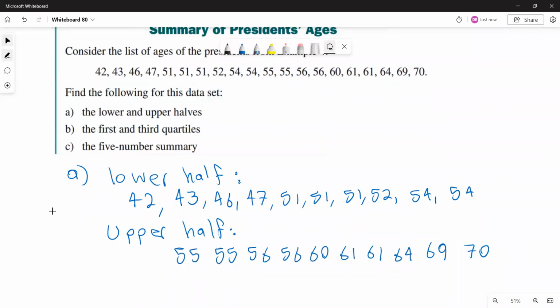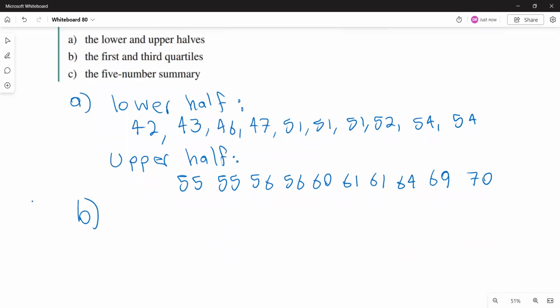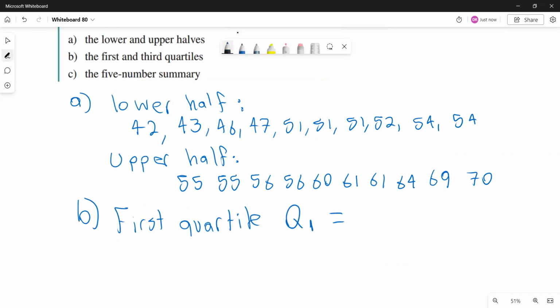Okay, so now that we have the lower and the upper halves, in part B, we need to find the quartiles. The first quartile is denoted with Q1. So that's going to be the median of the lower half. The median of the lower half is going to be 51. So you have two middle values. They are the same, and the median is 51.